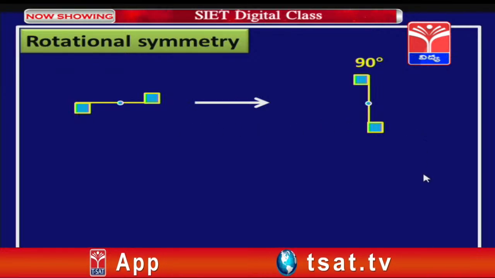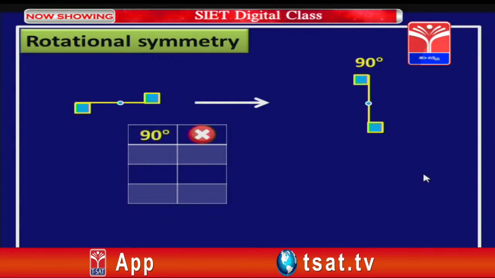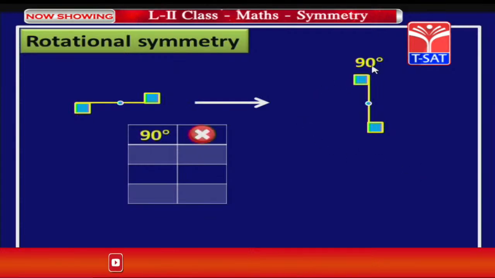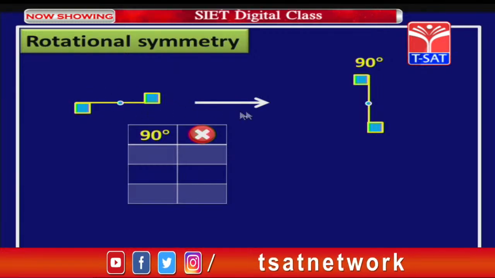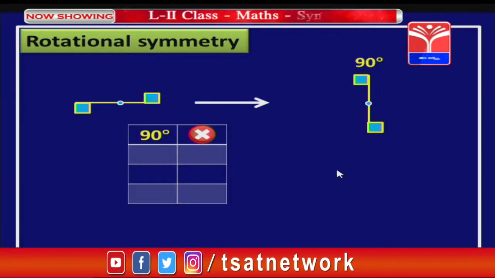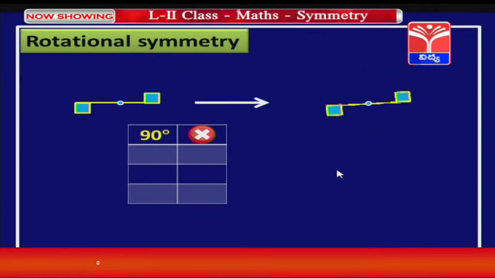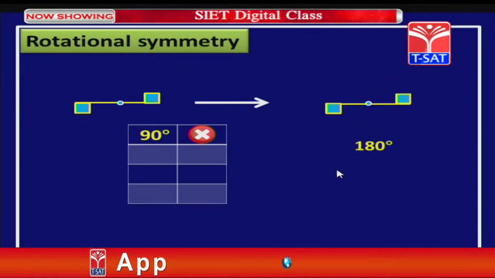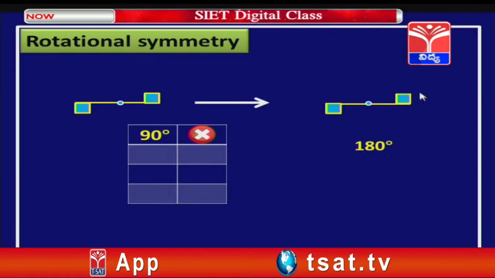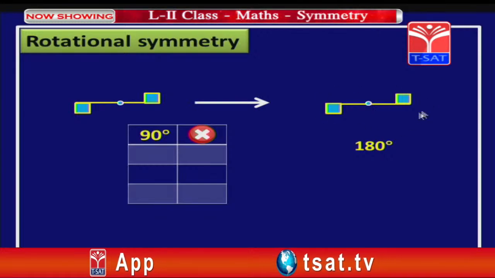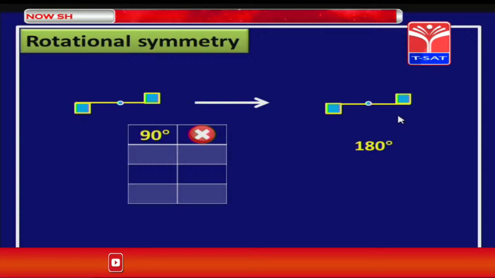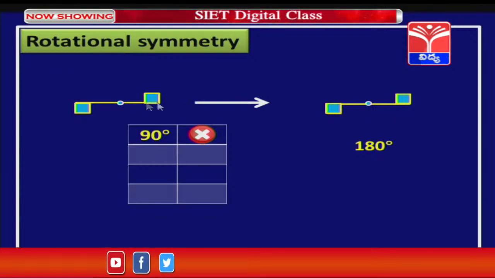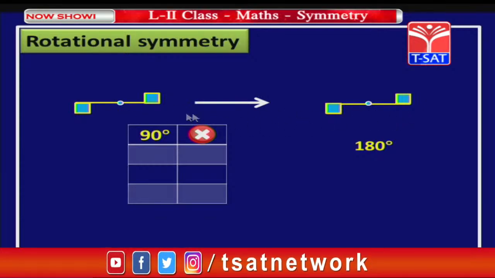No, they do not look the same, right. That means, from 0 to 90 degrees, I never got the same figure which I initially had, isn't it, children? I always got a different figure. Now, let us move from 91 degrees to 180 degrees. Now, after moving to 180 degrees, what do you notice here, children? Yes, this figure which is obtained after rotating 180 degrees and this starting figure both look the same, isn't it, children?